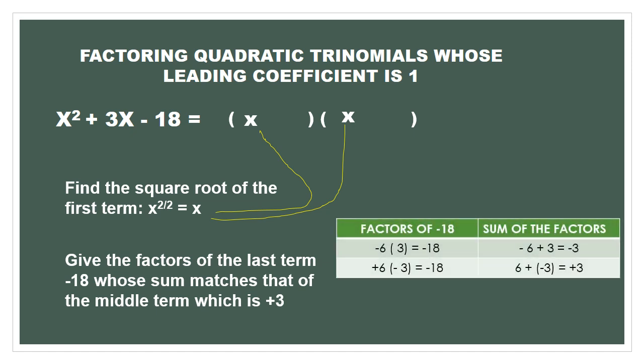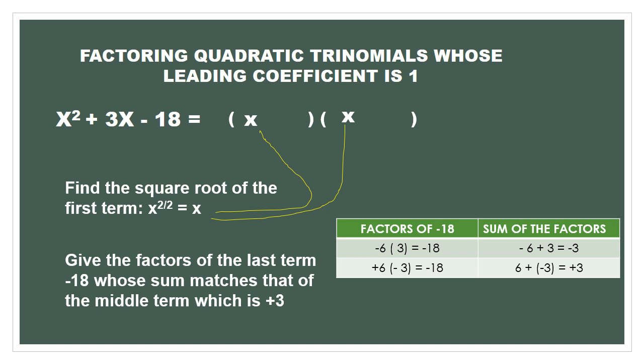Factors of negative 18, we have negative 6 times positive 3 is equal to negative 18. When we add this, we have negative 6 plus 3 is equal to negative 3. Nakikita ninyo, dahil ang sign ng malaking number is negative, ang magiging sagot natin is negative 3 na hindi match doon sa ating second term. So, try natin yung iba.